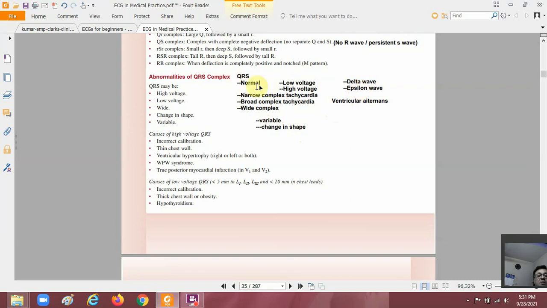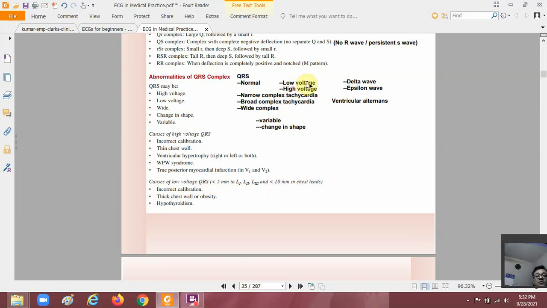Now, what is the normal QRS complex? We have already gone through the normal QRS complex. Now we go through the low voltage QRS complex. What does low voltage QRS complex mean? It means the height of the R wave, or positive deflection, is less than 5 mm in the limb leads and less than 10 mm in the chest leads.